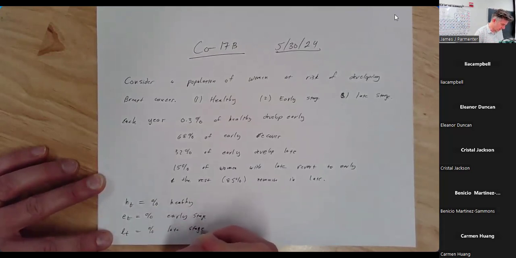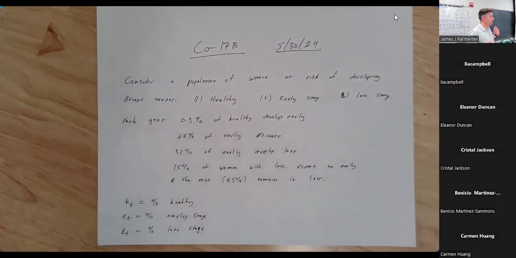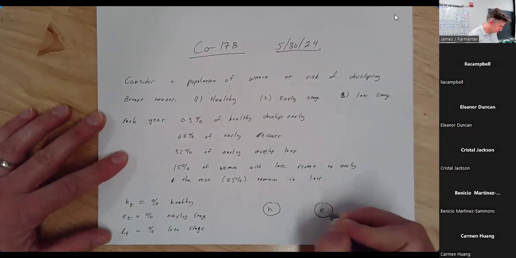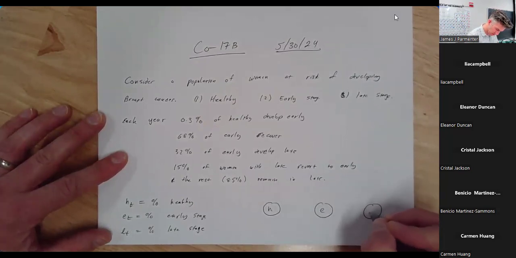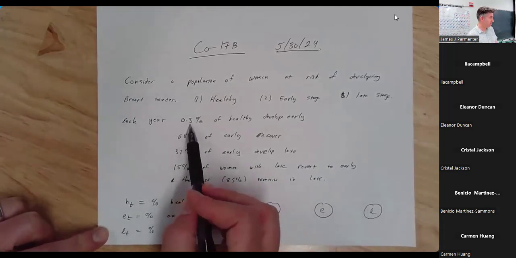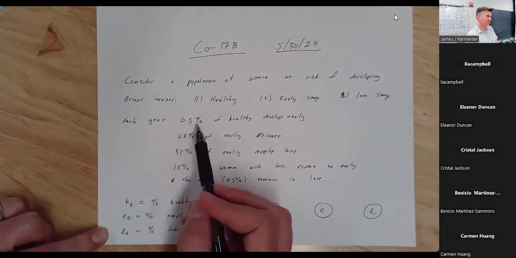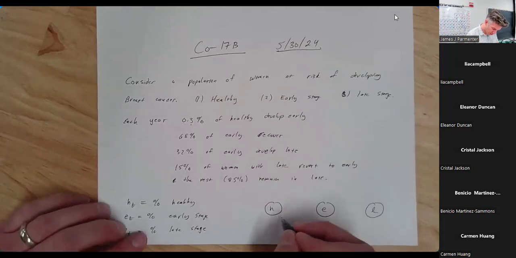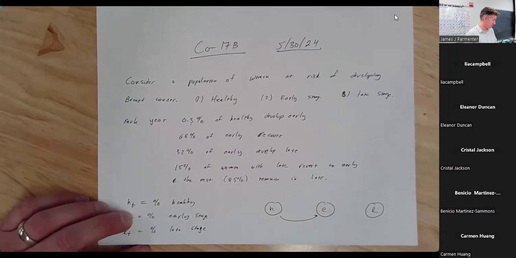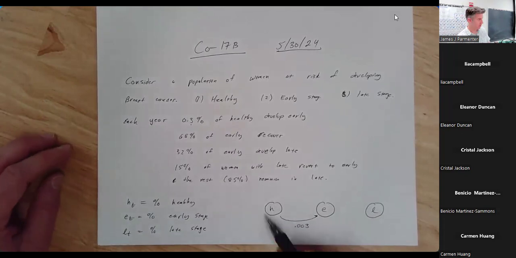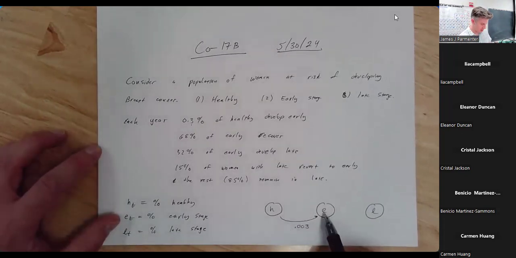So let's draw the Leslie matrix diagram to represent this. We have 3 stages, which we're going to represent with 3 circles. Got your healthy, early, and your late. Reading through this, we see that 0.3%, so 0.003, of healthy develop early. So 0.003 of those healthy individuals will develop early stage.